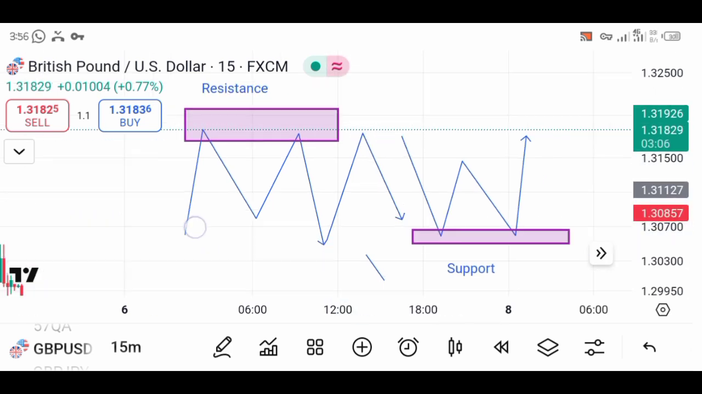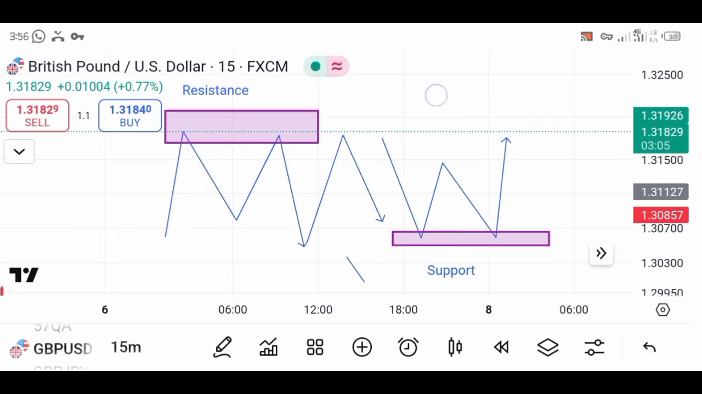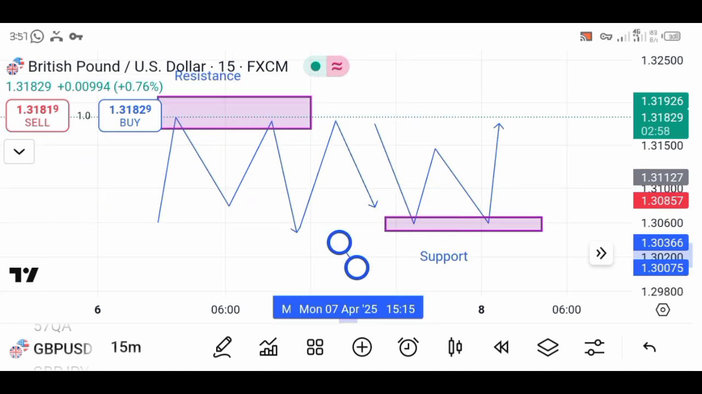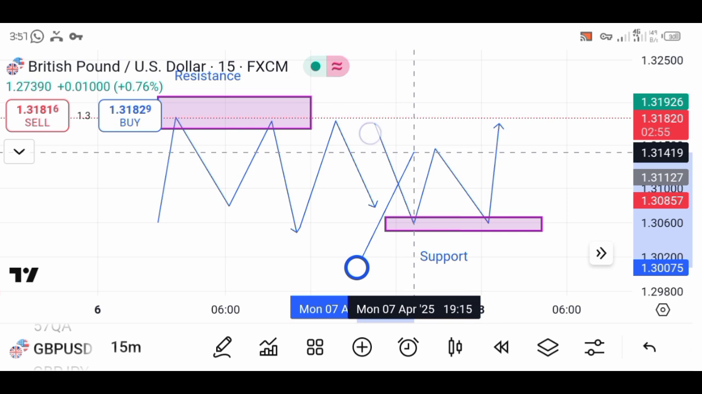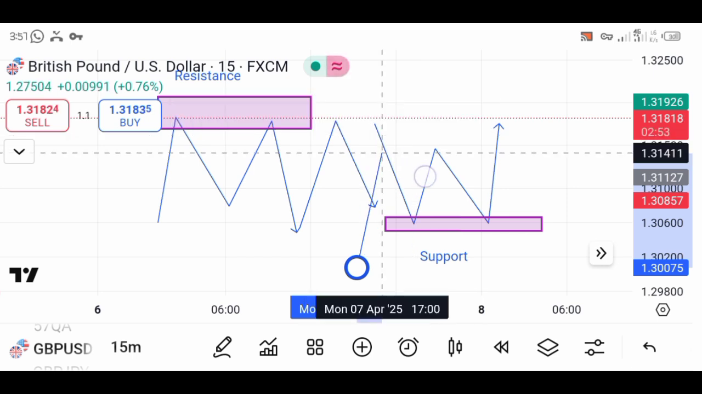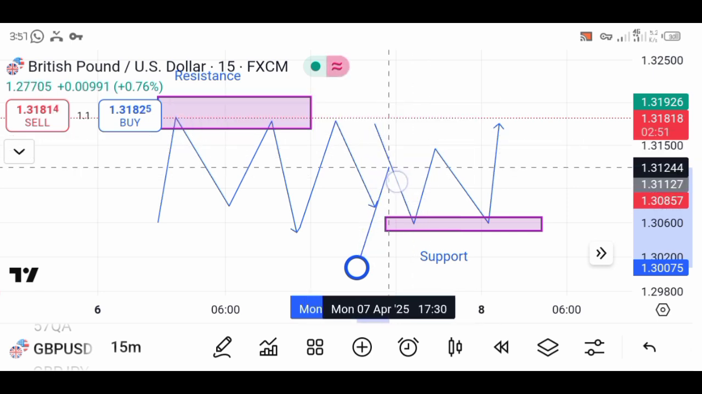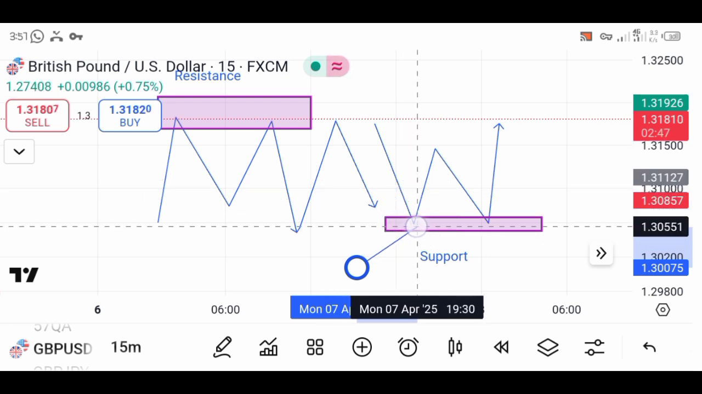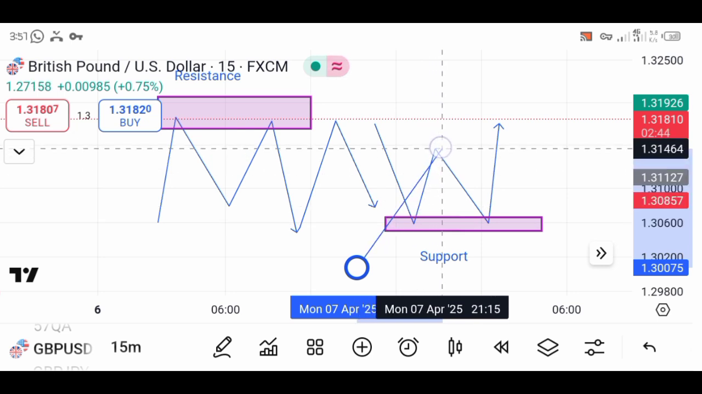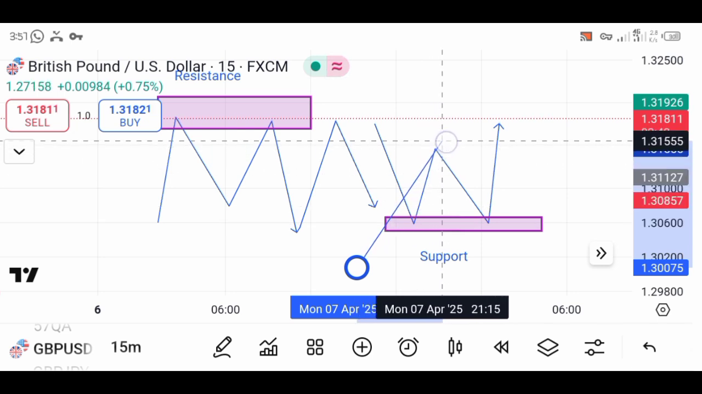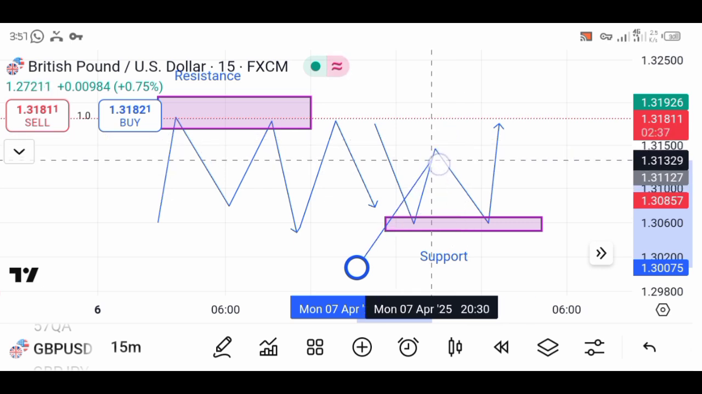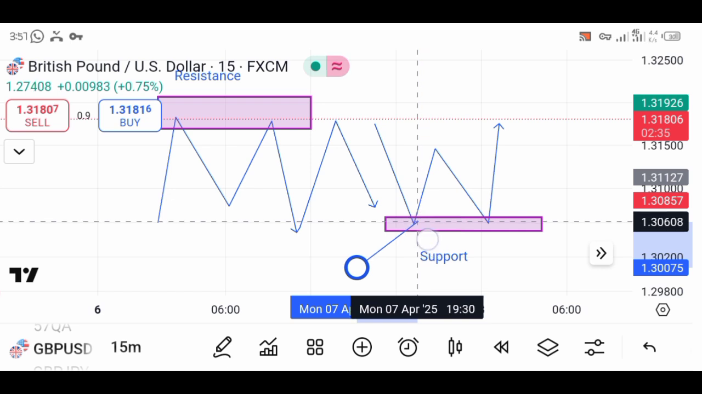Look at it here. Price was moving, selling. Then it got down to this area here. It now started buying. That shows there's a good support around that area. Now see, it gets back to that area and stops at this area. I will buy.